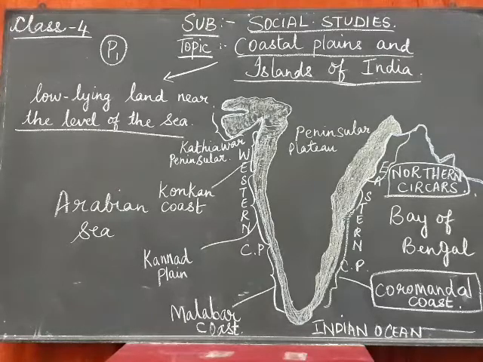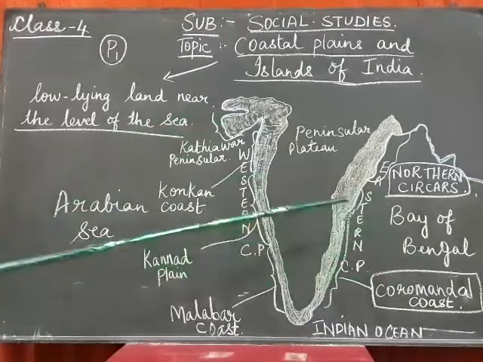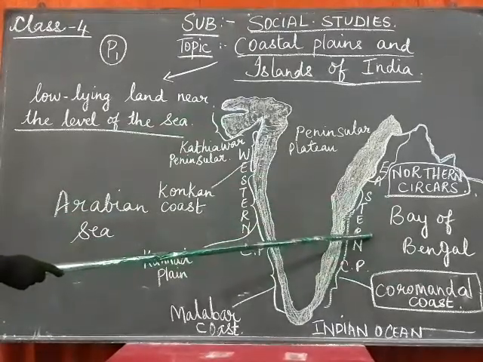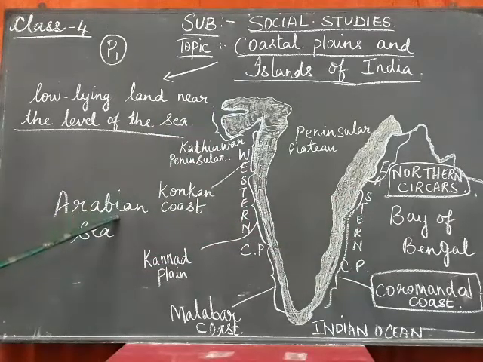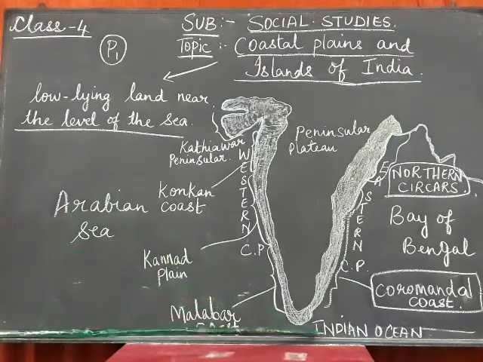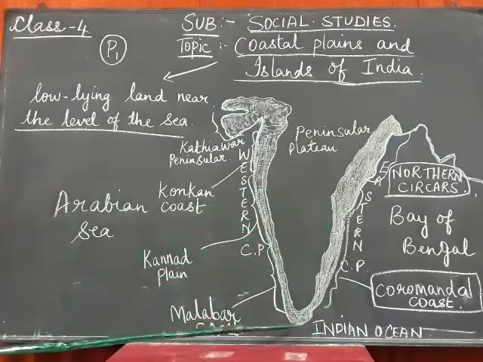What is a coastal area? The coastal area is that area which is close to the sea or ocean. Those areas are known as the coastal areas. Now here on the board you can see this is the Arabian Sea, and we have the Bay of Bengal. Bay of Bengal is where? In the east. Arabian Sea is in the west of India, and to the south we have the Indian Ocean. So, three sides are covered with water.